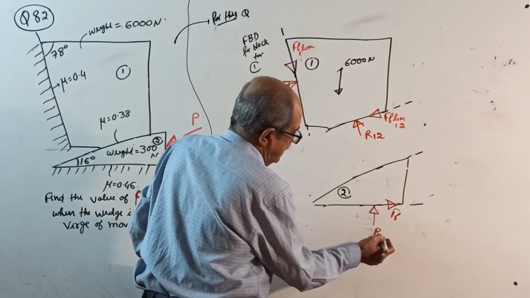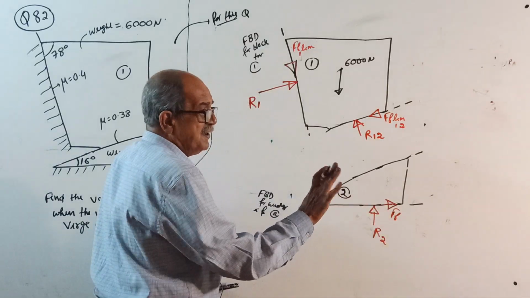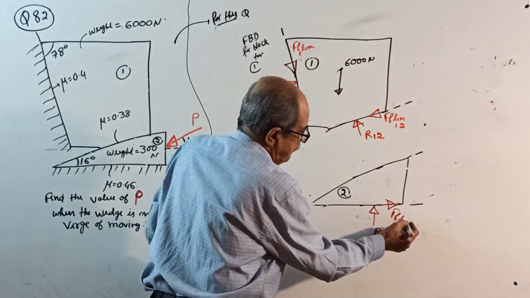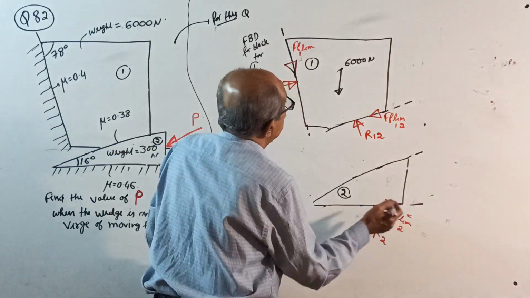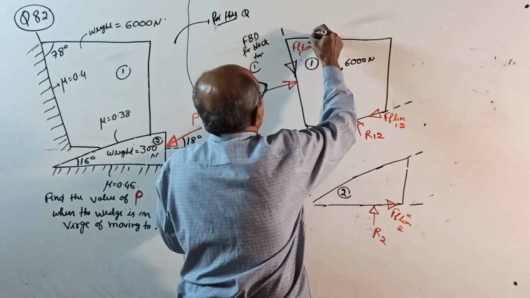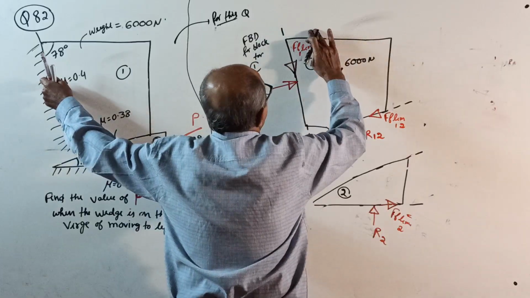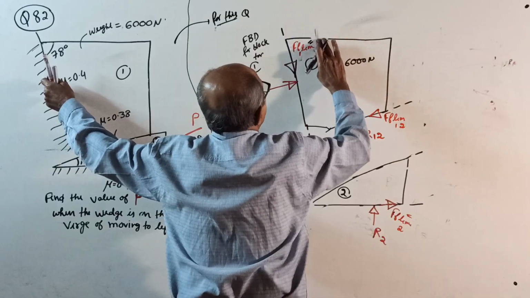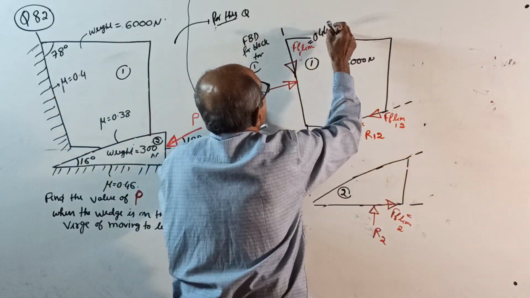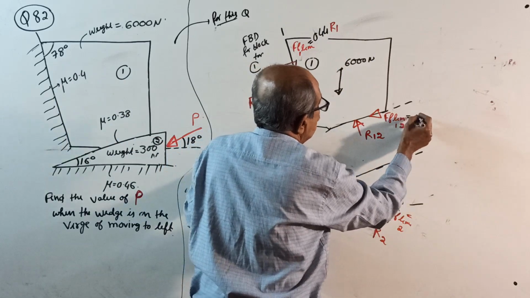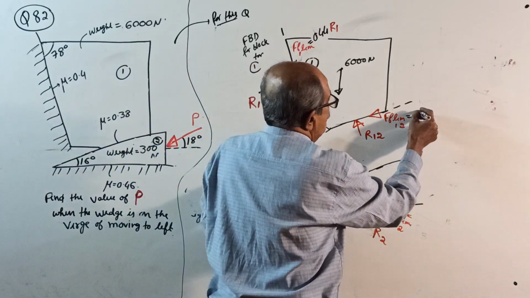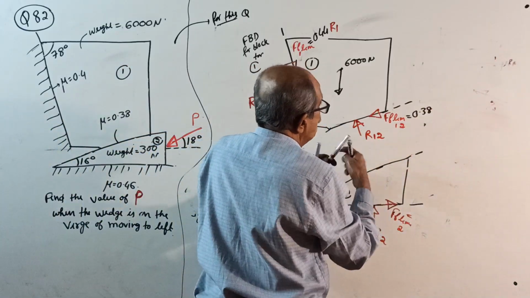F limit. This is R2. See, R for 2 from the base, not required. Here R for 2. F limit for 2 equal to what? I forgot. See, this is equal to whatever is the mu here. What is the mu here? This mu is 0.44 times what? R2. Here, this contact surface mu is 0.38, equal to 0.38 into R12.